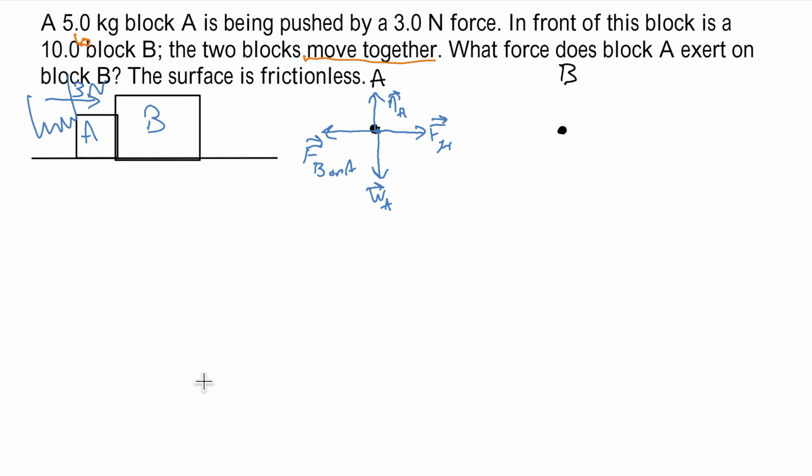Now, for block B. Wait, don't we need it for F net? Oh, we have an F net. Is it 0? No. Well, no, it'd be going to the right. So we need to draw an F net, and that is to the right. Good job reminding me. Thank you.